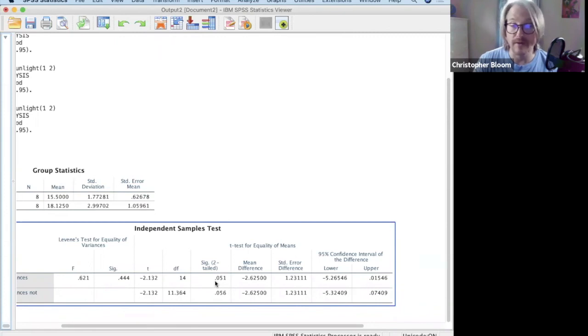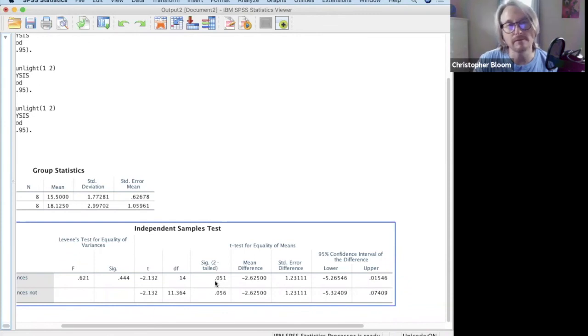So this t-test is not significant. We fail to reject the null. If it had been 0.050, we would reject the null. But because it's above 0.05, we fail to reject the null. It's non-significant. So we would list it, t, parentheses, 14 equals negative 2.132, comma, p greater than 0.05. And it is. It's 0.051, just barely greater than 0.05. Okay? So that checks out.